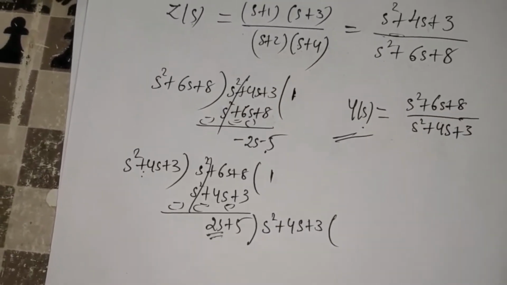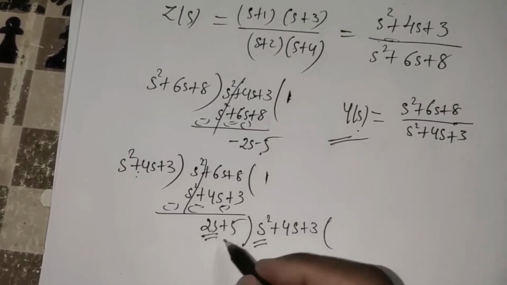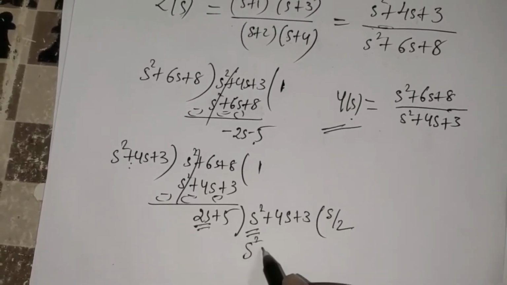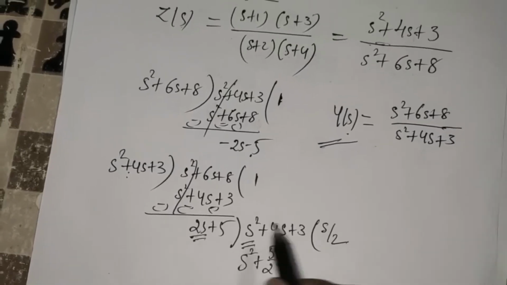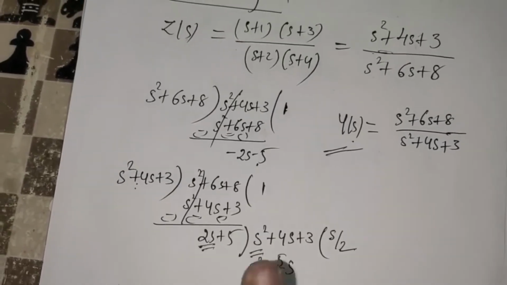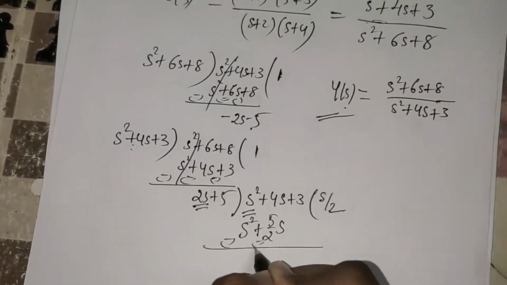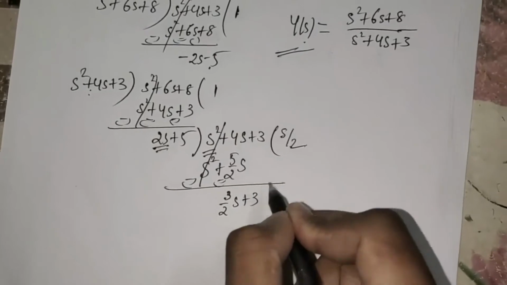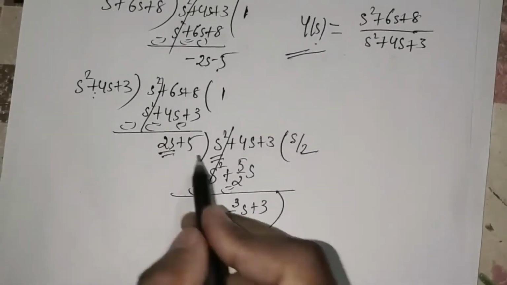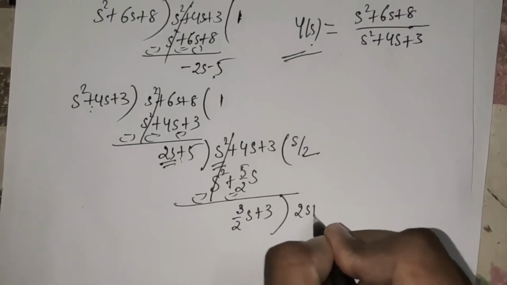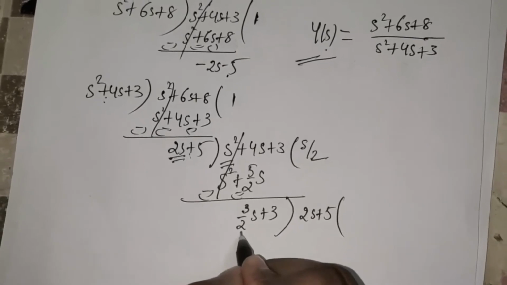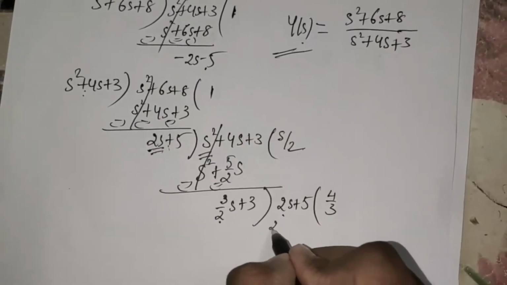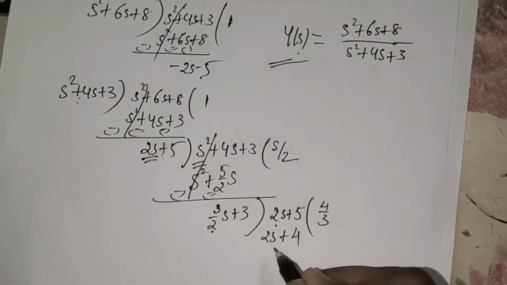So here I have 2s, but I want here s square. So if I multiply by s by 2, then here I will get s square, and here I will get 5 by 2. So always multiply with a term such that your first term gets cancelled. So s square. So this I will get as 3 by 2s plus 3. So here also the remainder is positive. I'll carry forward this term here, 2s plus 5. So here also I have 3 by 2s, but here I want 2s. So if I multiply by 4 by 3, here you will get 2s, here I will get 4.